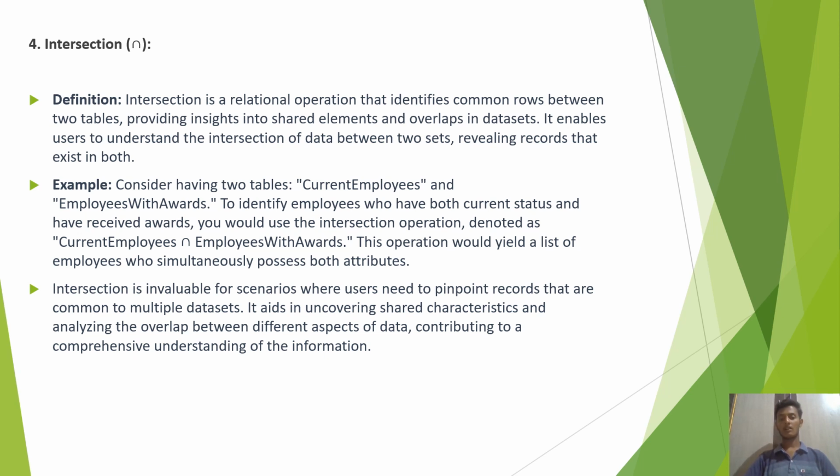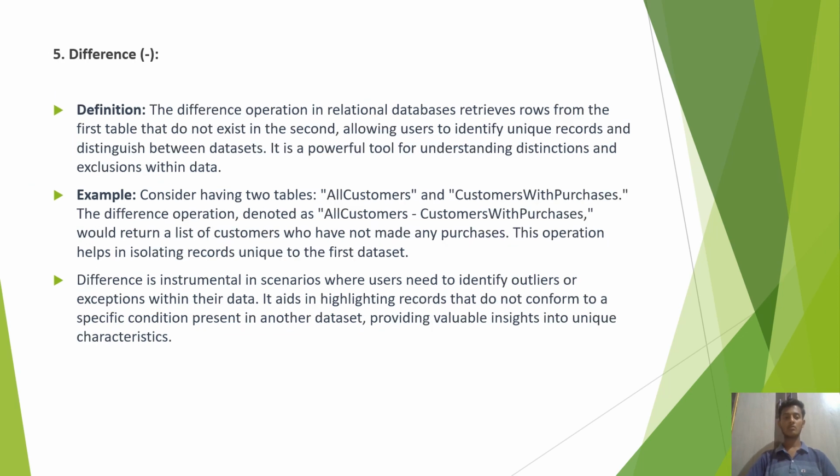Example: consider having two tables, current employees and employees with awards. To identify the employees with both the current status and having received awards, you would use an intersection operation, denoted as current employees intersection employees with awards. This operation will yield a list of employees who possess both attributes.